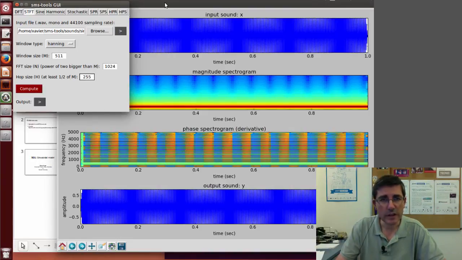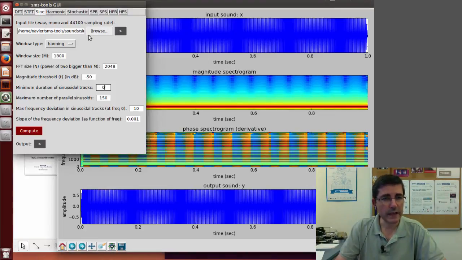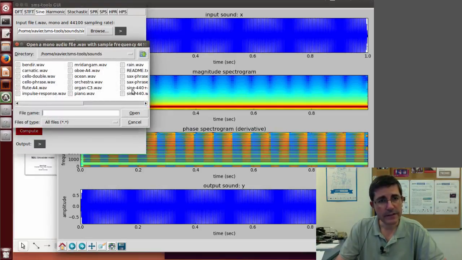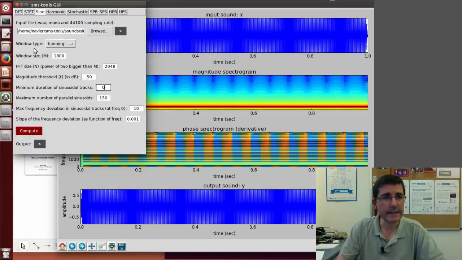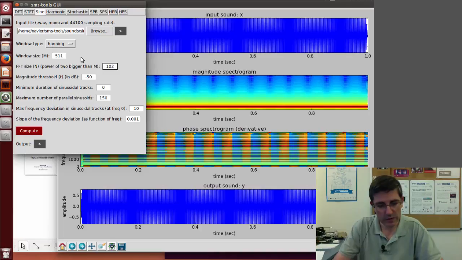So in here we are seeing this red line, which is basically the peak as it evolves in time, which is very stable, and in the phase we see this clear area, which is the flat phase of the main lobe. Okay, but now let's go to the sine model, and let's do the same thing. Let's open the sine. Let's use the same parameters, 511 and 1024.